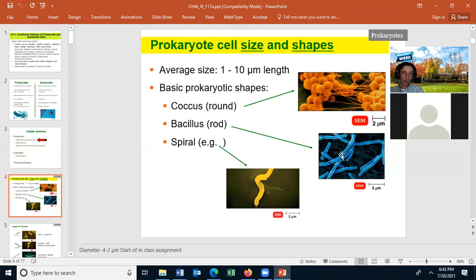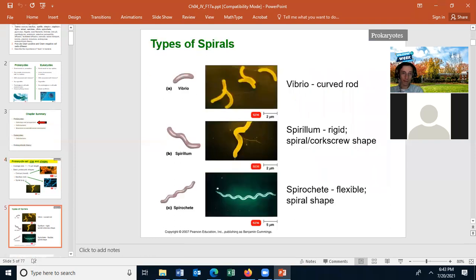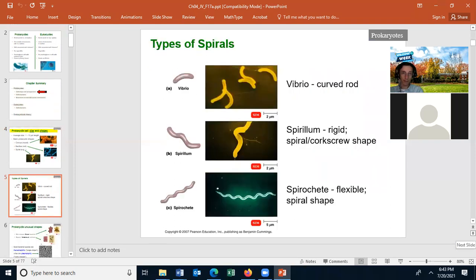Like we can talk about a curved rod, and some people argue it's half of the spiral. Other people say it's a rod that's bent. The point is, it is one of these 3 shapes. It's just a variation of one of those 3 shapes. So these are the main 3 shapes that all prokaryotic cells have, especially the bacteria.